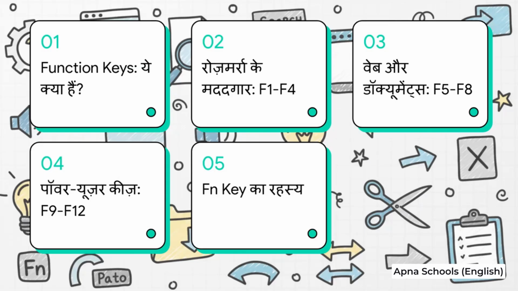So here's our game plan. We'll start with the everyday helpers, F1 through F4. Then, we'll dive into the keys that are perfect for web browsing and documents, which are F5 to F8. After that, we're going to level up to the real power user keys, F9 to F12. And to finish it all off, we'll solve the mystery of that FN key. Sound good? Let's do it.